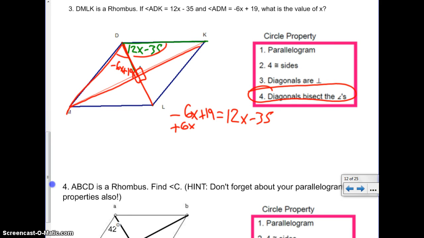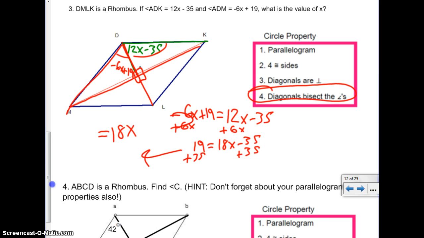So let's give ourselves some room. If you can get to this point, you know you just have to combine your like terms, right? So we're going to add 6x to both sides. We'll get 19 equals 18x minus 35. And then we know that we have to get the x by itself. So we'll have 18x equals 35 plus 19, which gives us 54. And finally we divide by 18. X equals 3. And there's our answer. So if you see diagonals and they are bisecting an angle, you set those angles equal to each other.